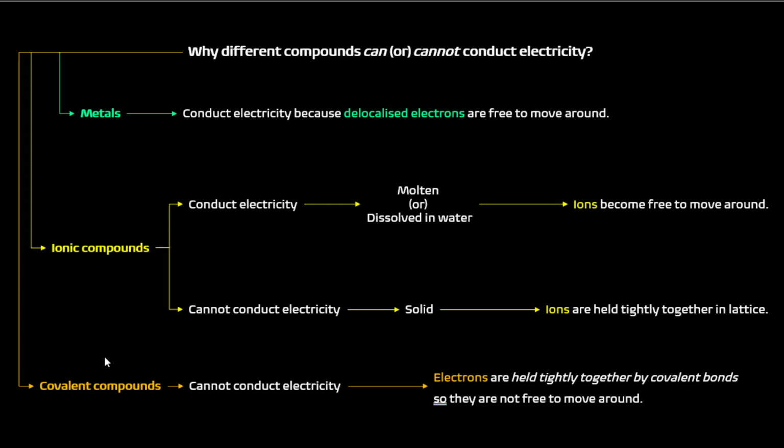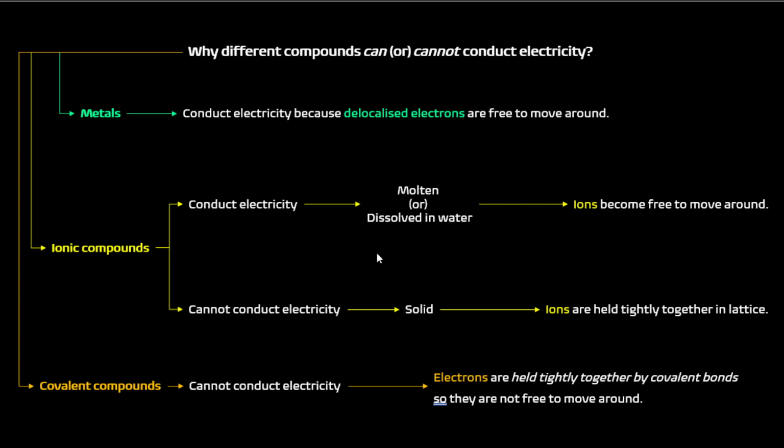Now, covalent compounds cannot conduct electricity at all because the electrons are held tightly together by covalent bonds so that the electrons are not free to move around. So the error that students tend to make here is the reason why different compounds will conduct electricity. For metals, it is because of delocalized electrons. For ionic compounds, it is because of ions.